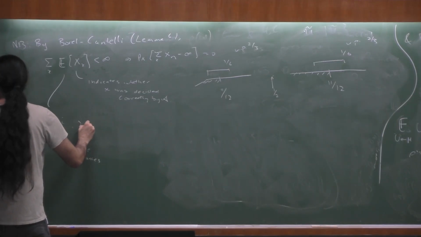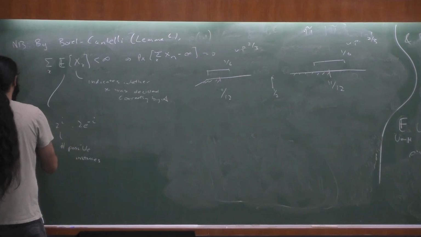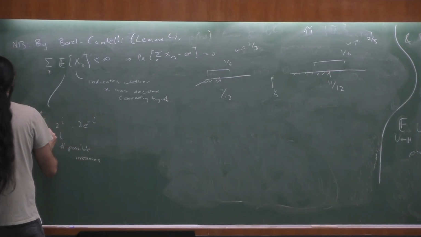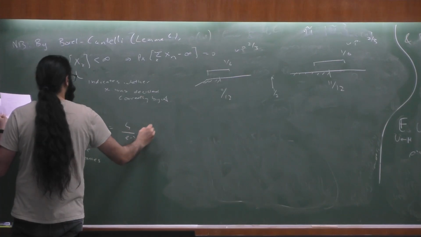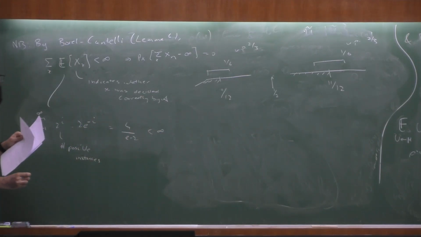And then times 2 to the e to the minus i. Okay, and then it goes from 1 to infinity. And this is just a geometric series, and you can check you get something which is strictly less than infinity.